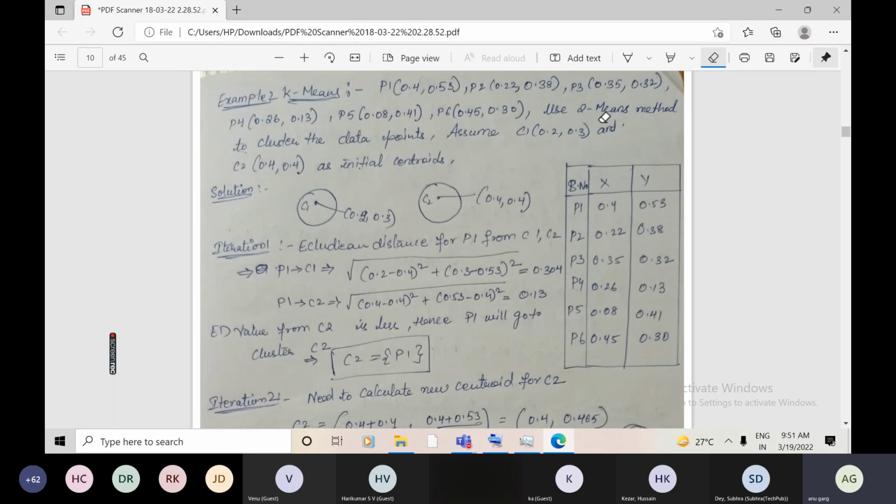Now, this is the problem. This is from a previous exam question. So this is how the question is given. All the points are given, P1, P2, P3, P4, like we have seen above. And then they have told to use the 2 means method.